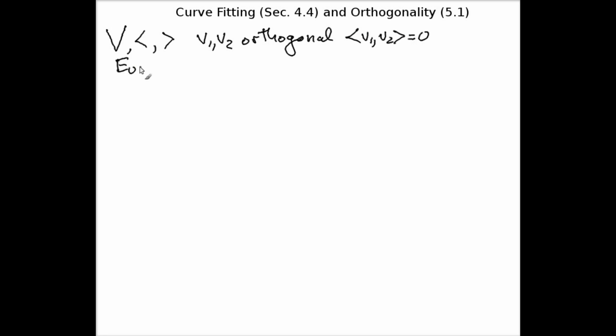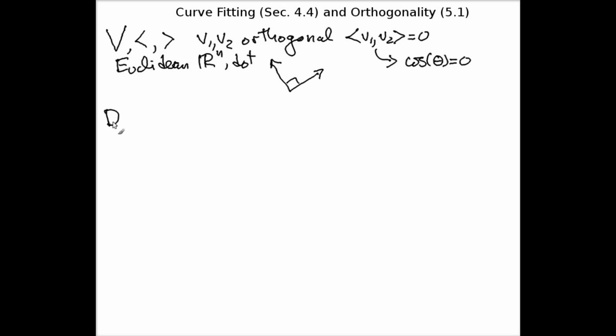Let me remind you. V is a vector space with an inner product, and we say that two vectors are orthogonal, of course, if their inner product is 0. This is modeled on the familiar case of Euclidean space Rn with the dot product, in which case this corresponds to the condition that the cosine of the angle between the two vectors is 0, which is to say they are perpendicular or orthogonal in the usual sense.